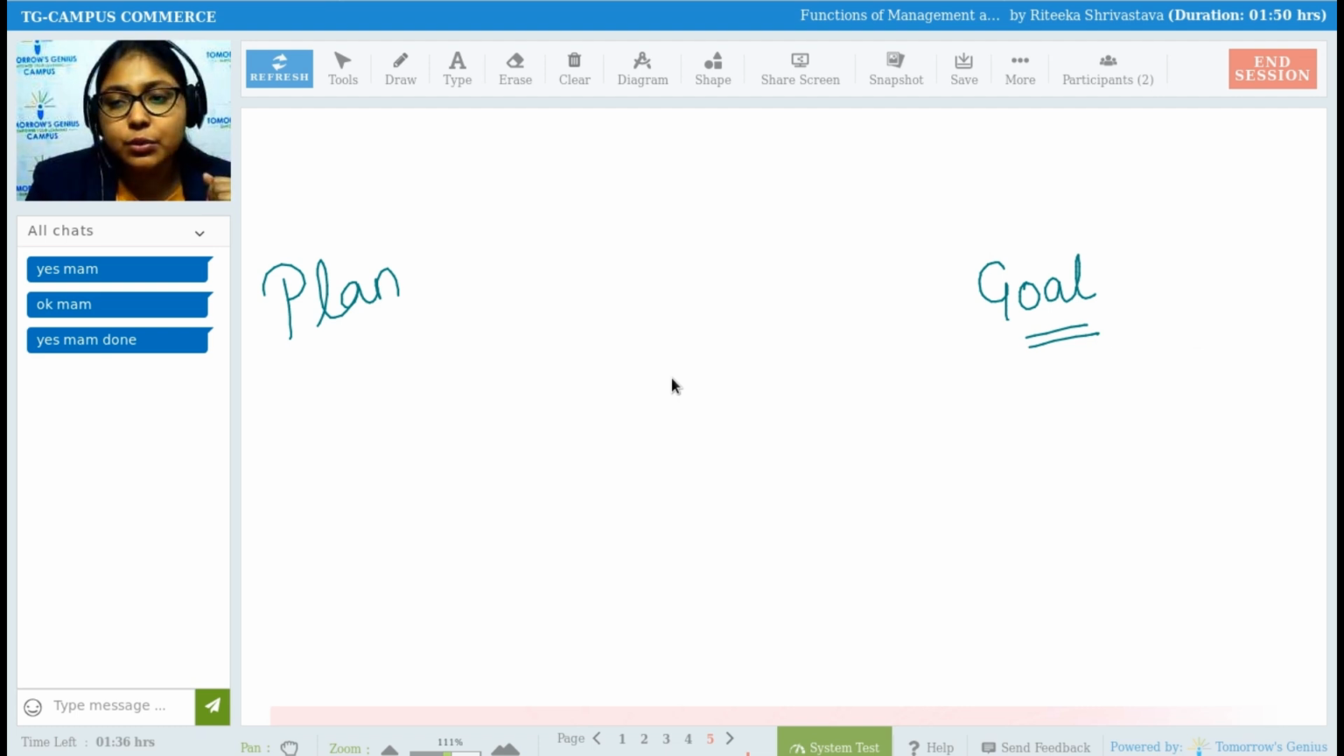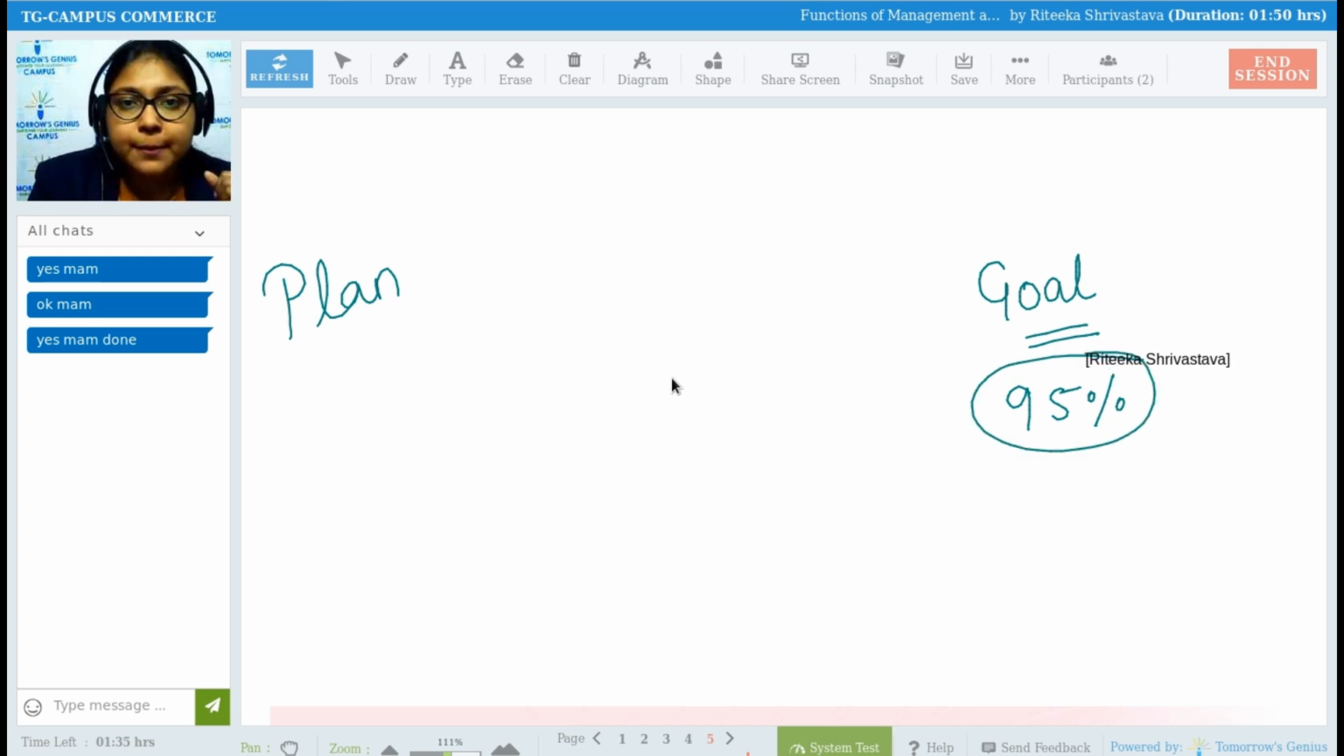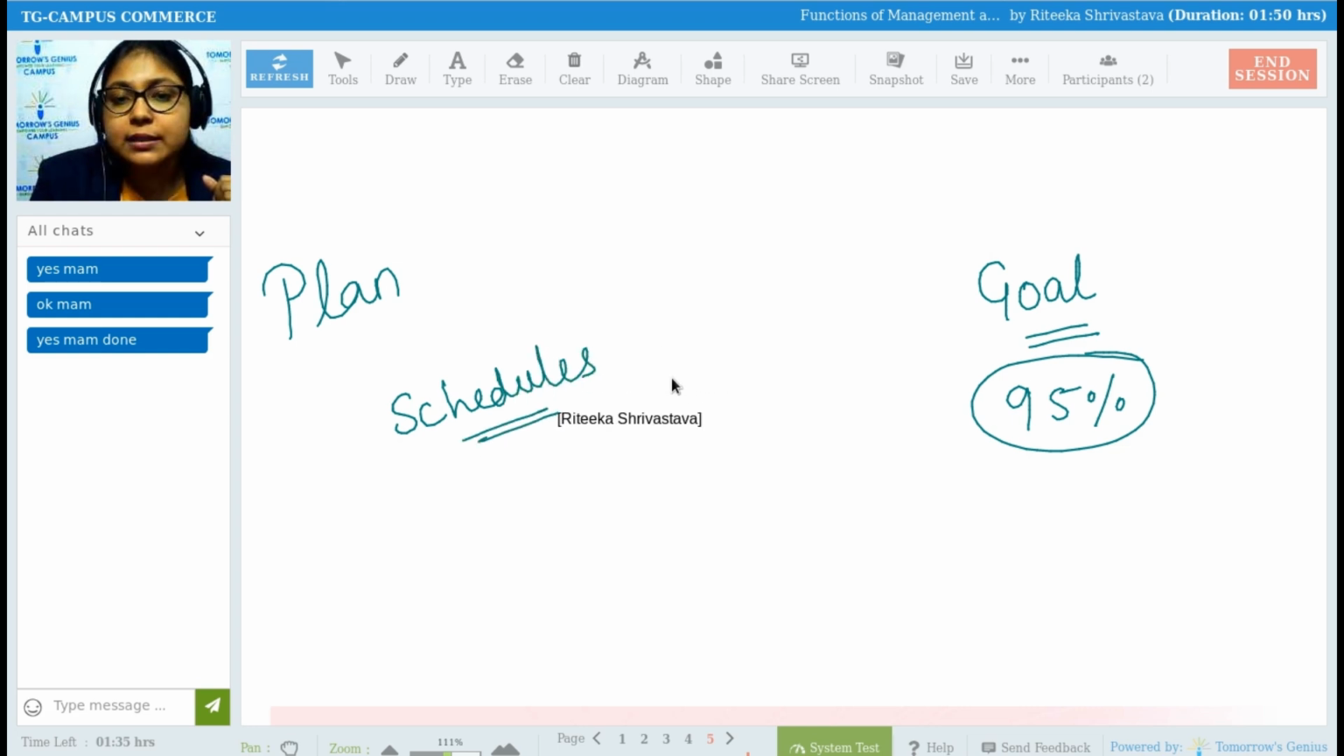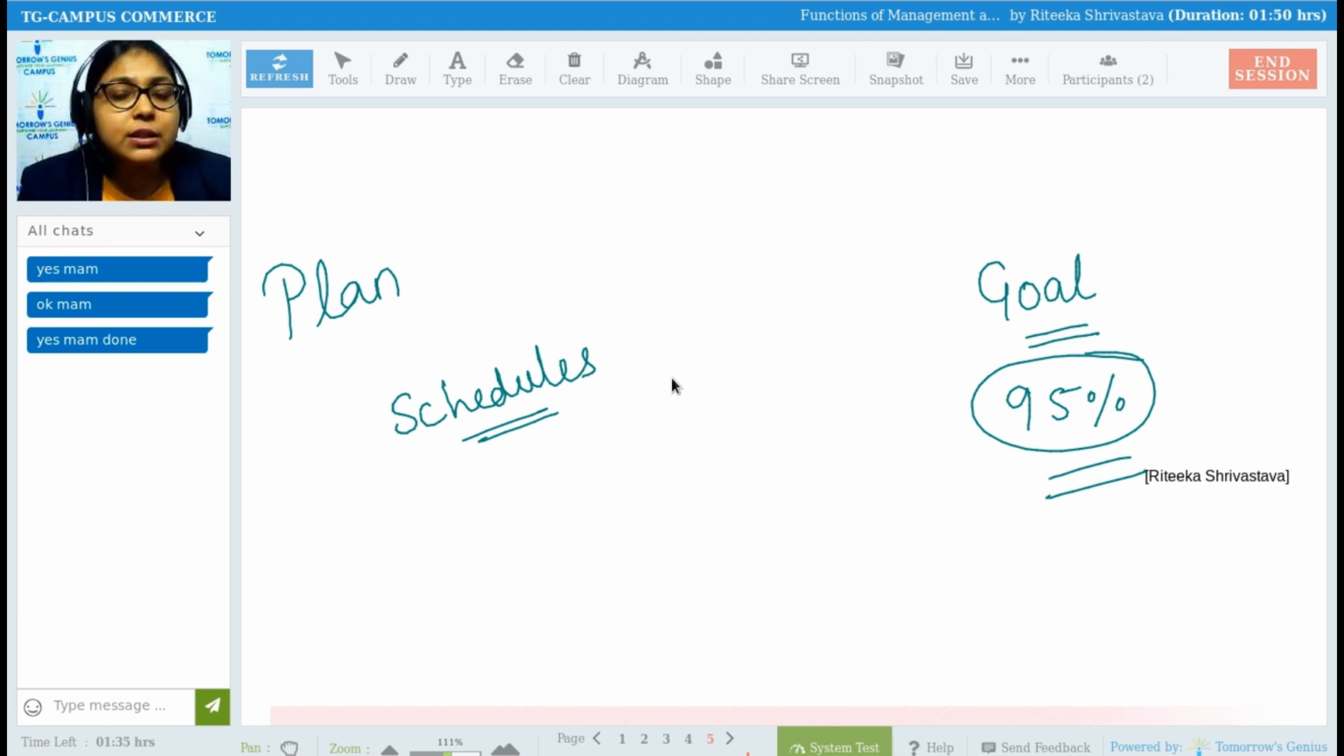Say, suppose your goal is to get 95% in your 12th boards. Then to get 95% is your goal. What will you do to achieve your goal? You will make different plans. You will make different schedules, wherein you will decide how much time you are going to give to each subject, how much time for refreshment, how much time you will watch TV. You will plan everything properly. So that is the reason why you need a plan. To reach towards your objective, to reach towards your goal, you always need a plan.